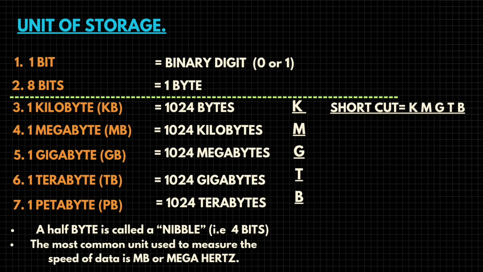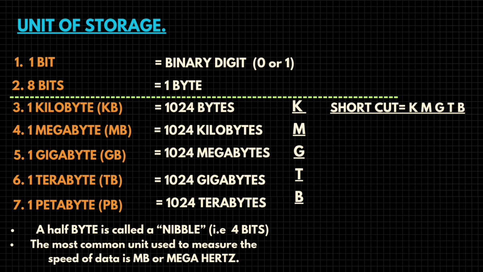Secondly, let's talk about the units of storage. This is another important topic. There are 7 units of storage. Number 1 is 1 bit. 1 bit is a binary digit, which as you all know is 0 or 1. 8 bits is 1 byte.